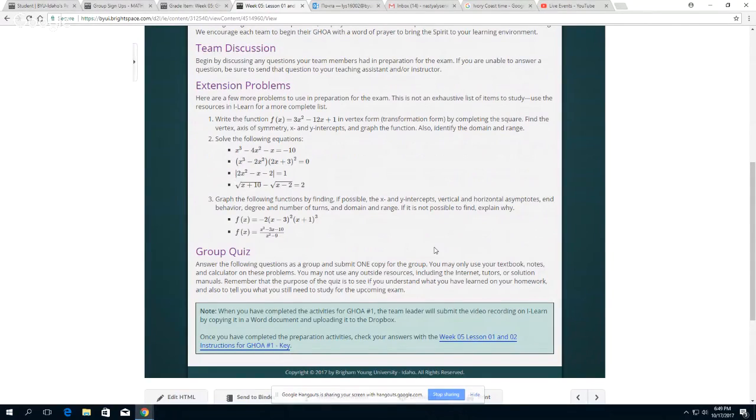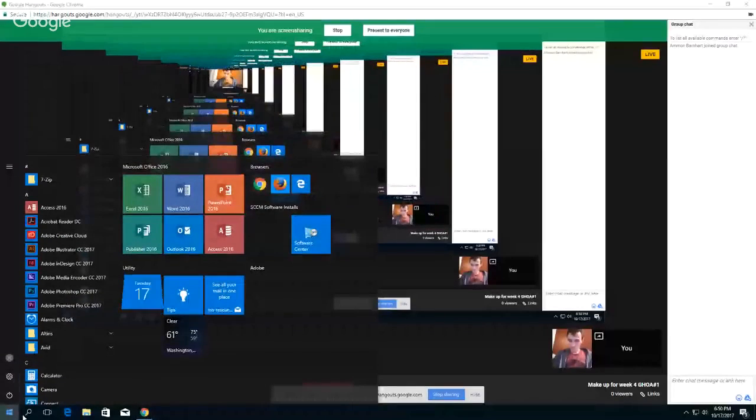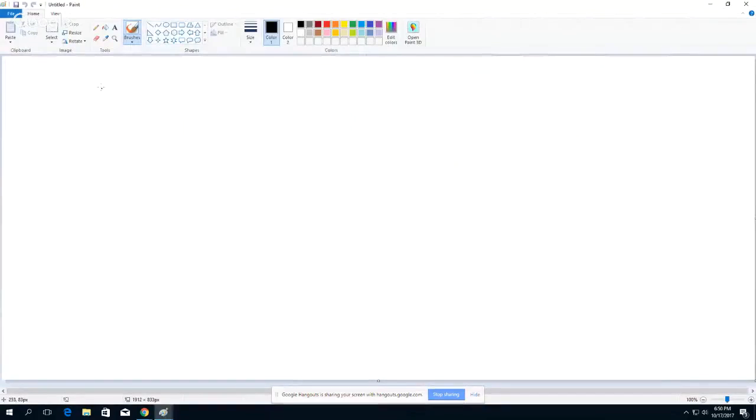Okay. So, do you know how to make this equation in vertex form? That's when you put it in parentheses, right? Yep, when you're trying to complete the square. Right. Okay, I think so. If you want, we can do it together. Yeah, let's do that together. I'll just do paint here. So we have y equals 3x squared minus 12x plus 1.